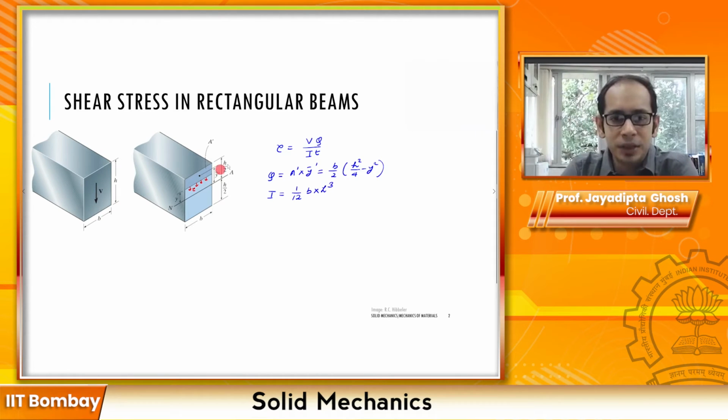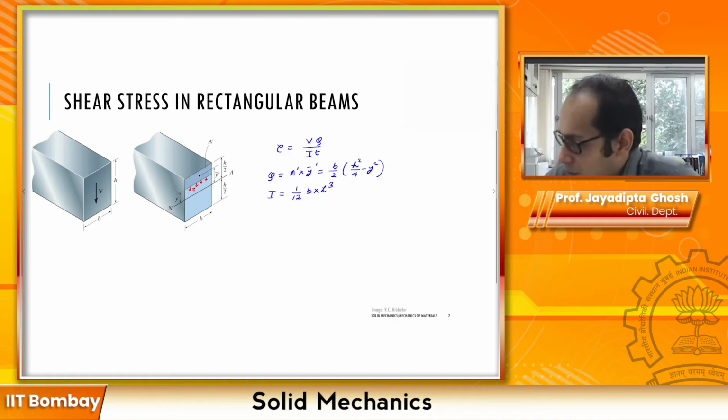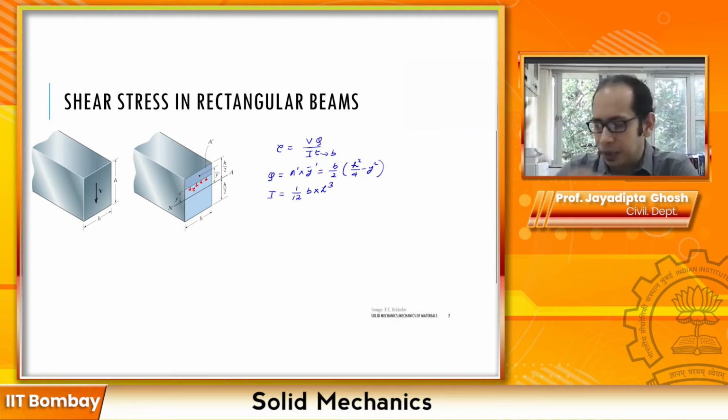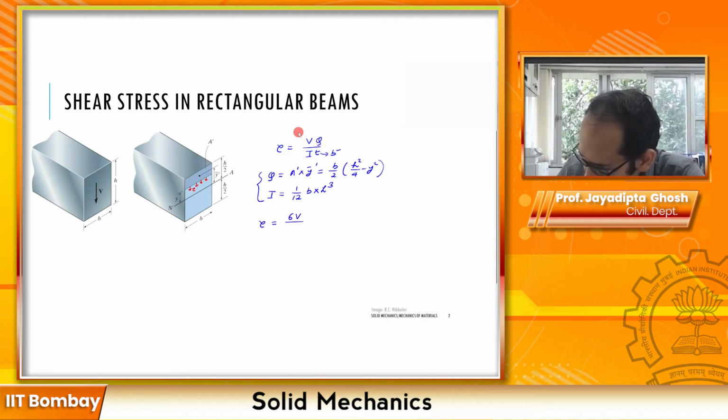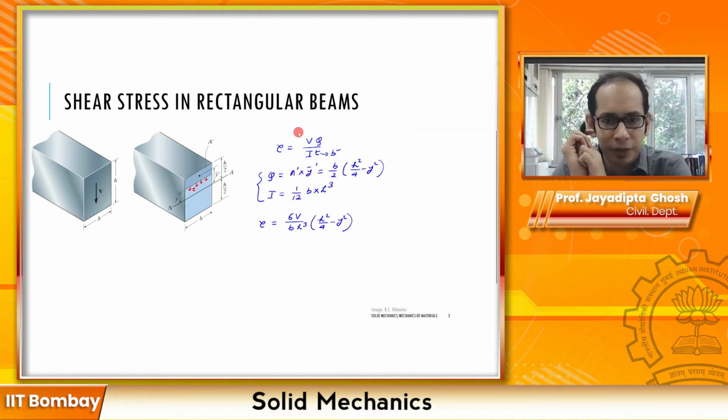And the last thing in this expression is this t. t, remember, is the width at which you are calculating this tau. So this width over here, since it's a rectangular cross section, t is nothing but equal to this b that you have over here. So t is equal to b. After you substitute all of these into the formula for tau equals VQ by It, the expression for tau boils down to something like this. So this is the expression of tau that we get, right?